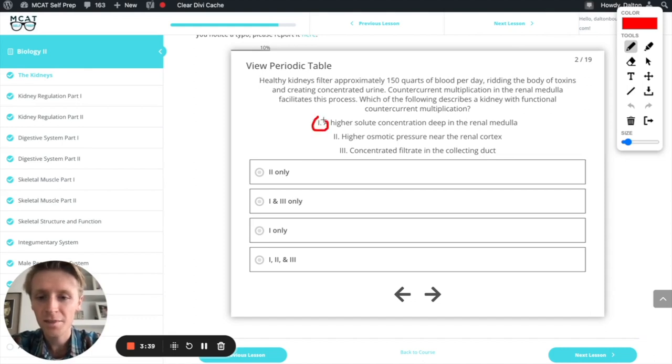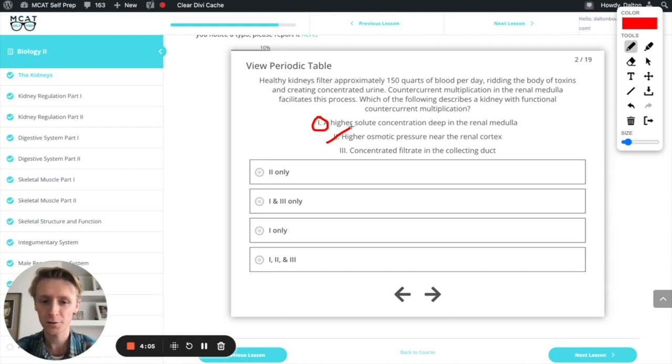We talked about how that thick ascending loop of Henle is going to pump solutes out. So deep in the medulla, it's going to be very concentrated. That's correct. Next option. Higher osmotic pressure near the renal cortex. Well, we talked about how it's that concentration gradient that's creating the osmotic pressure. And we know that in the cortex, it's not going to be as concentrated. That difference isn't going to exist. And so this option here is incorrect.